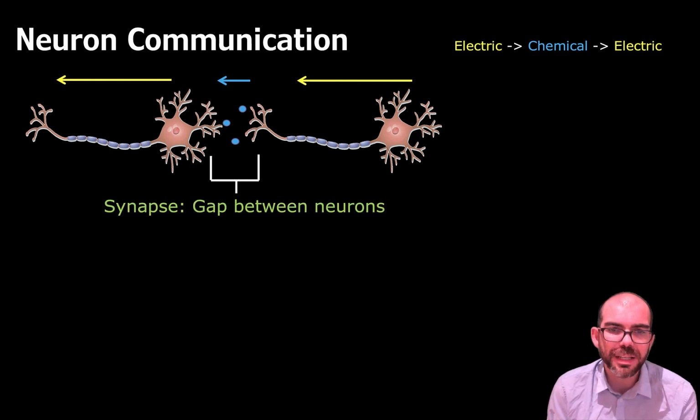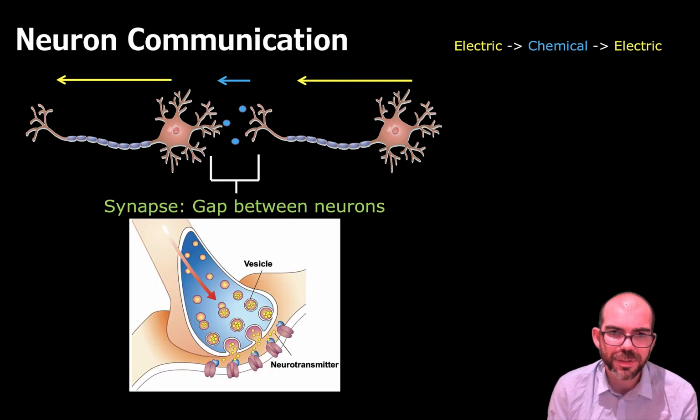The gap between these neurons is called a synapse, and at that synapse, this is where the electric signal is going to facilitate vesicles opening and releasing neurotransmitters into the gap to continue communication from one cell to the next.